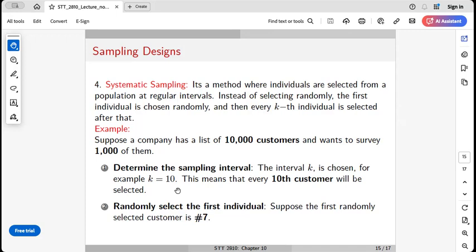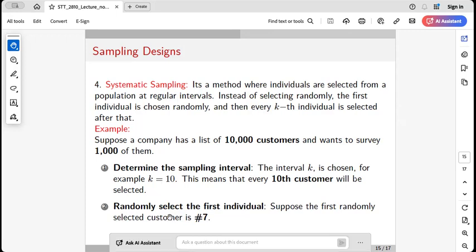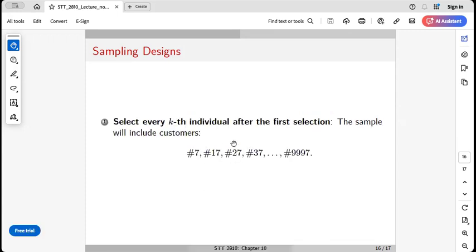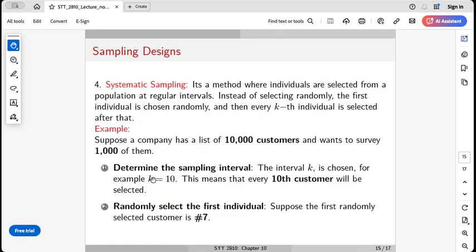So this is also an example. If we have 10,000 customers and I want to survey 1,000 of them, I determine the sampling interval. So for example, here K is 10. It means that every 10th customer will be selected. So I randomly select the first one. Let's say the first one selected is number 7. It means the next person I'm going to select will be number 17. Is that okay? And so on and so forth. After number 17, the next will be 27, 37, because K is 10. Is that okay? So that is systematic sampling.